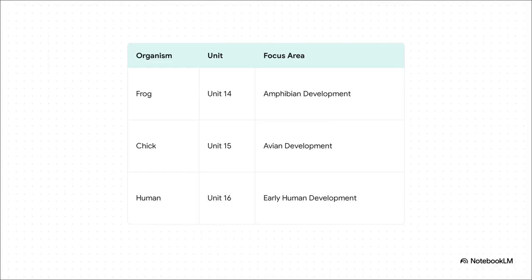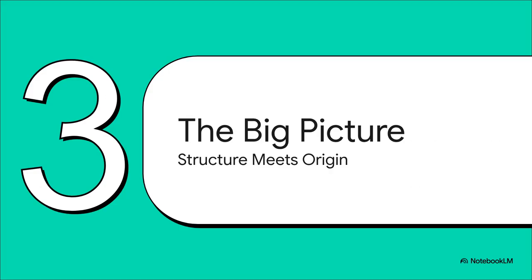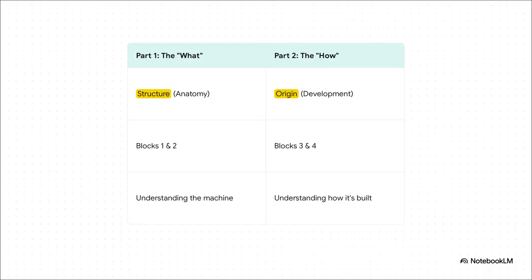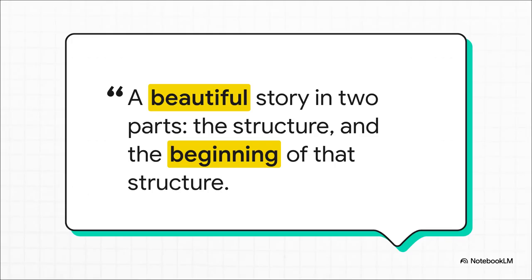It's amazing. Okay, so let's pull all these pieces together and look at the big picture. So here it is, the key takeaway for the whole course. It's really just one big, cohesive story. Part 1, the anatomy part, that's the what. It's all about understanding the finished machine. But part 2, the development part, that's the how. It's the absolutely incredible story of how that machine gets built right from scratch. It really is a beautiful story told in 2 parts. You have the structure, and then you have the beginning of that structure.